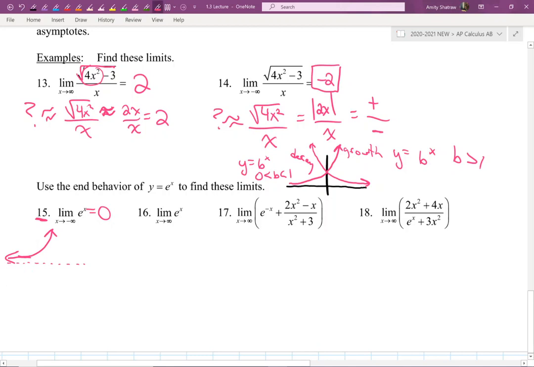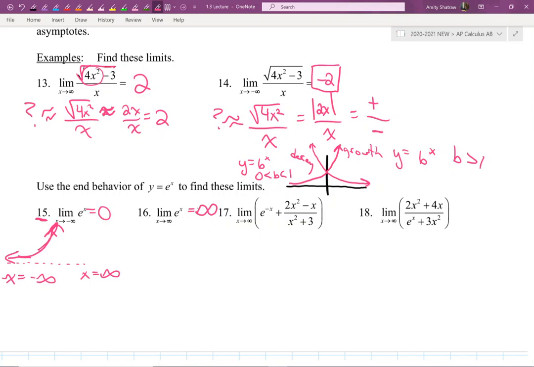Let me write that better. X is heading towards negative infinity. And right here, this is where x is headed towards positive infinity. We already noticed that x was going to be going bigger, so that e to the x would definitely be getting bigger. But this next one is much, much more complicated.